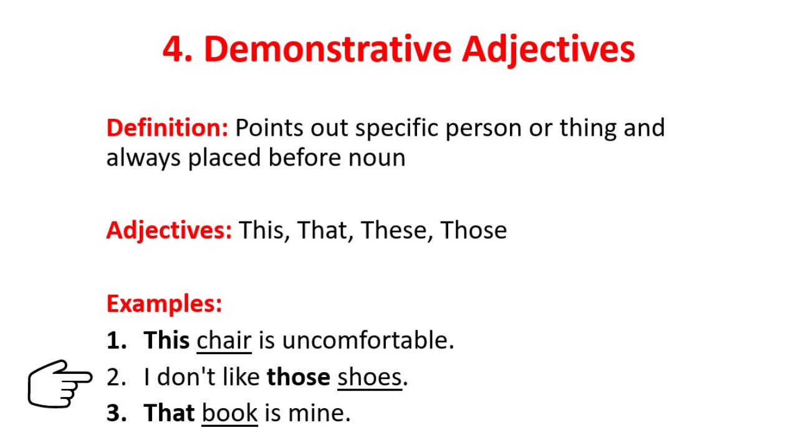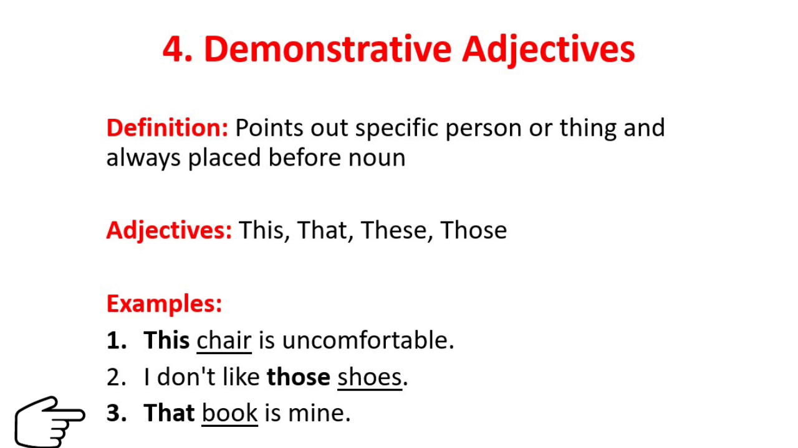See the next sentence. I don't like those shoes. Here shoes is a noun and just before that we got the demonstrative word those. So here those is a demonstrative adjective. Okay, in the last sentence, that book is mine. Here book is a noun and just before that we got that, a demonstrative word, right? Even that is a demonstrative adjective.